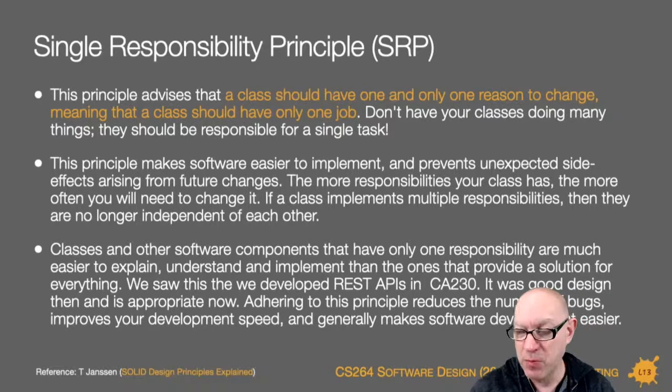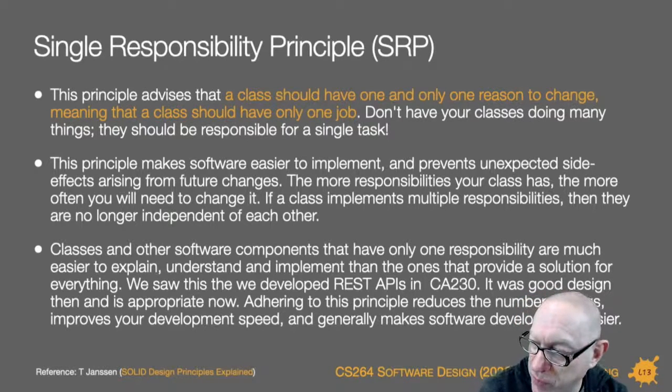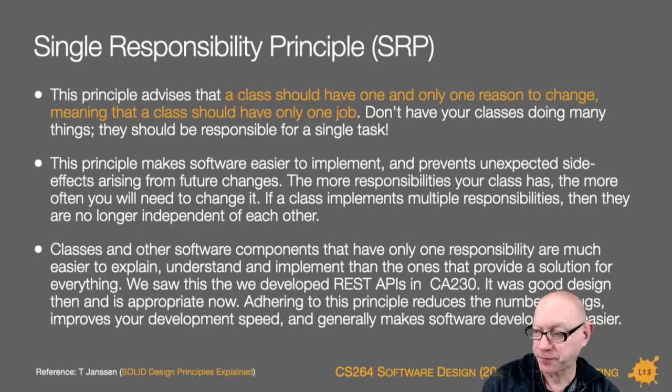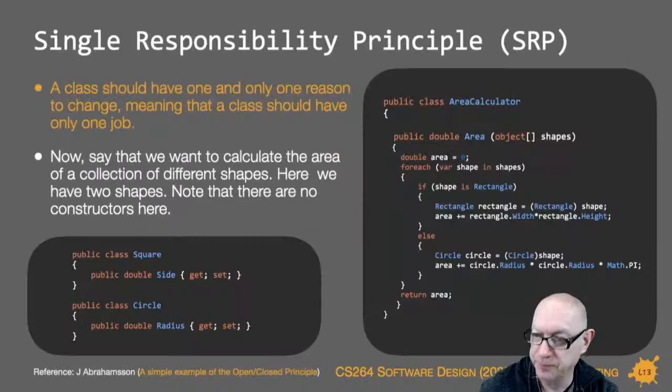So classes and other components that have one responsibility are much easier to explain, easier to understand, and easier to implement than the ones that provide a solution for everything else. And we saw that when we developed REST APIs in CS230. It was a good design then, and it's appropriate now. So adhering to the principle, which I'm sure many of you already do, reduces the number of bugs, improves your development speed, and generally makes software development easier for you.